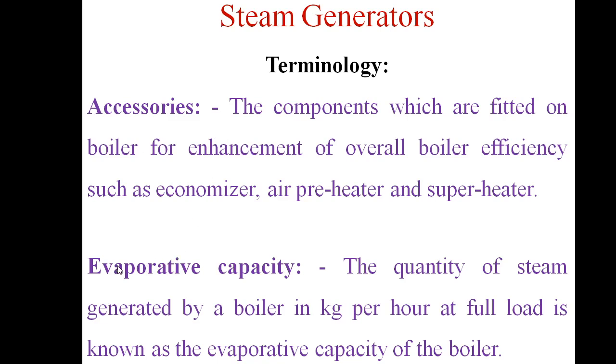Then coming to evaporative capacity. The evaporative capacity of a boiler is the quantity of steam generated by the boiler in kg per hour at full load. So the quantity of steam that is generated by the boiler in kg per hour at full load is known as the evaporative capacity of the boiler. This is one kind of boiler specification.